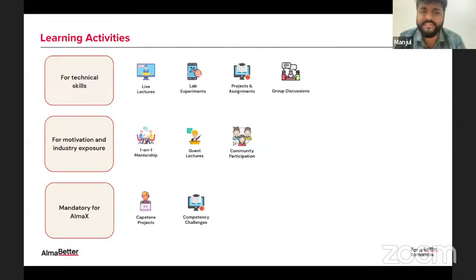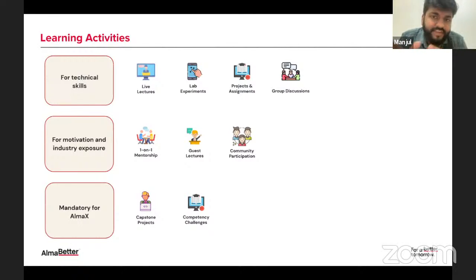You will have your mentorship sessions as well. Then you will have guest lectures, then you will have your community participation. I will even tell you how this community participation works here at AlmaBetter. This community participation is basically for industry exposure and motivation.